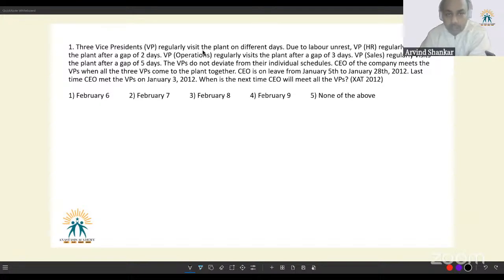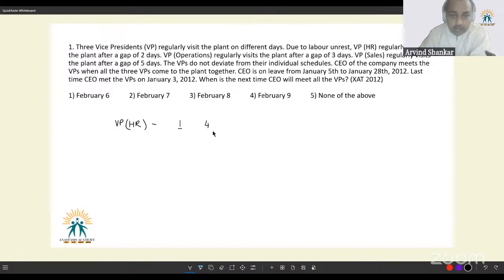Three VPs regularly visit the plant on different days. Due to labor unrest, the VP HR regularly visits the plant after a gap of 2 days. So if I'm looking at the travel habits of the VP HR, let's say he visits on day one, then he will visit after a gap of 2 days. So what is the next day that he would visit? It is day 4 that he visits next.